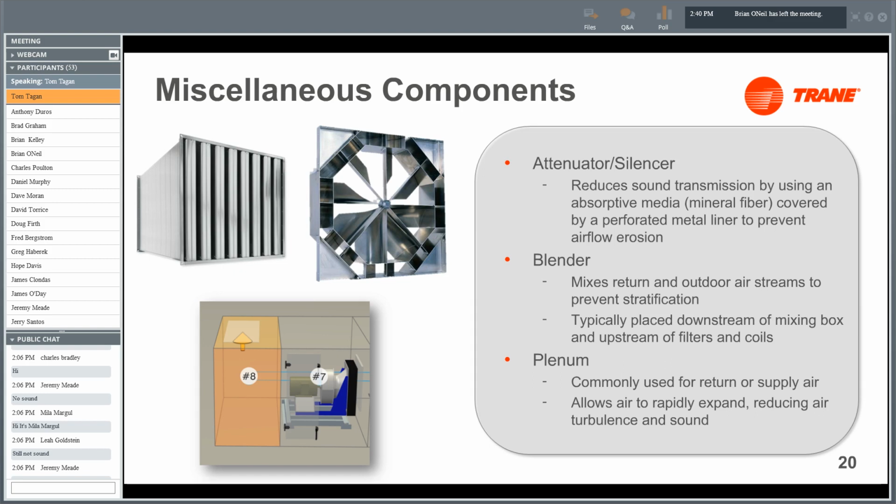So if you have an application like a library or a classroom or a theater where you need very low sound levels in the space, you can have an attenuator or silencer in your air handler, or it's common to see these in ductwork downstream of the unit.